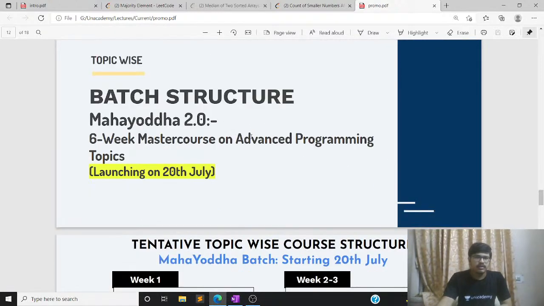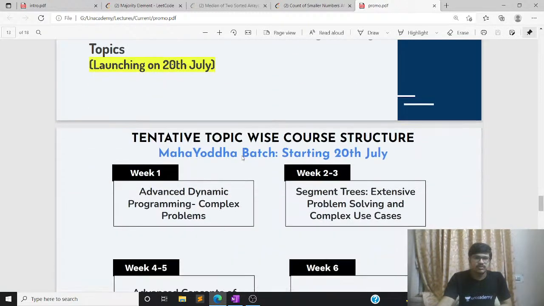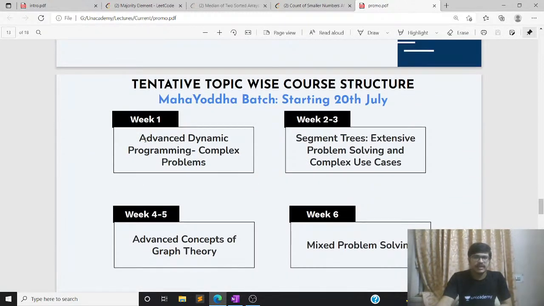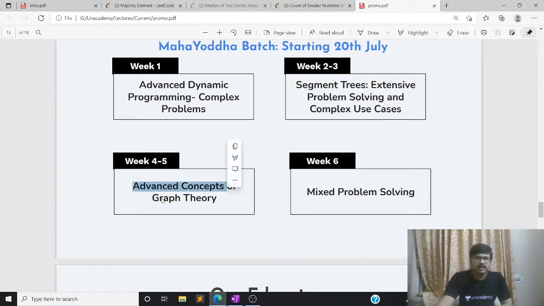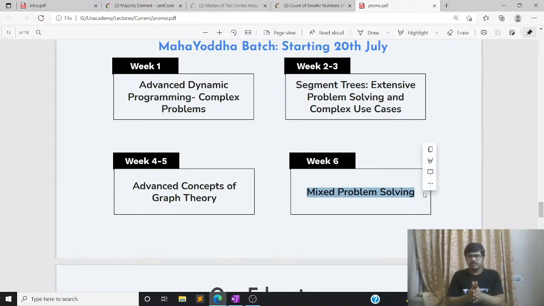You don't know. Now, my other course is a 6 week course on advanced programming. We'll start with some advanced programming with some tough concepts, like conceptual problems, and how to approach those problems. Then we look at segment trees, advanced segment trees actually. We solve a lot of problems and look at some complex use cases. Then we look at advanced graph theory concepts, and then we'll have 1 week on problem solving on mixed topics, where you have to combine all these topics and solve problems.